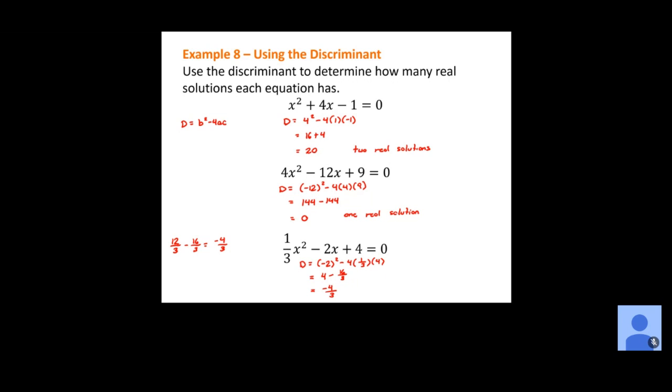Now, all we really care about is whether it's positive, negative, or 0. In this case, it does come out as a negative value. And so that tells us that there are no real solutions to that equation. So again, positive discriminant, 2 real solutions. 0 discriminant, 1 real solution. Negative discriminant, no real solutions.